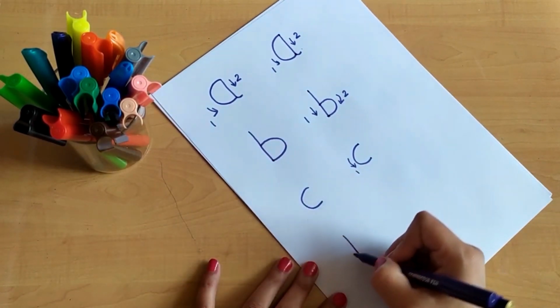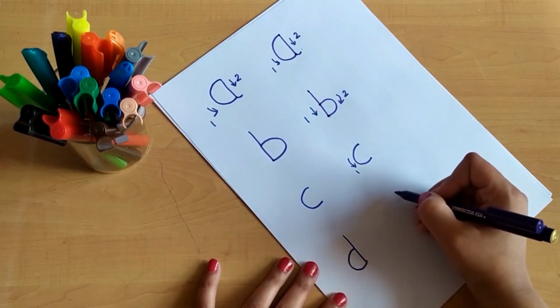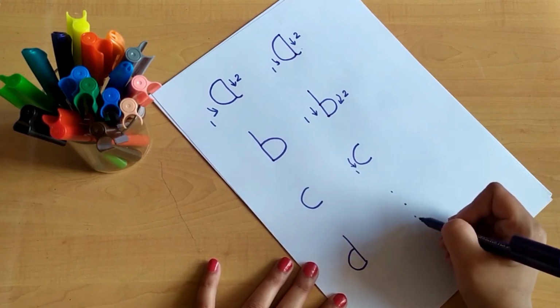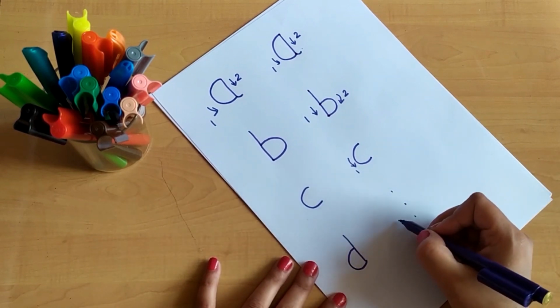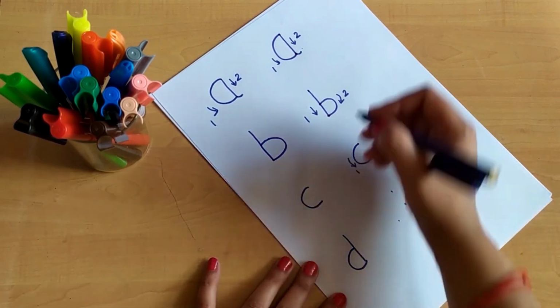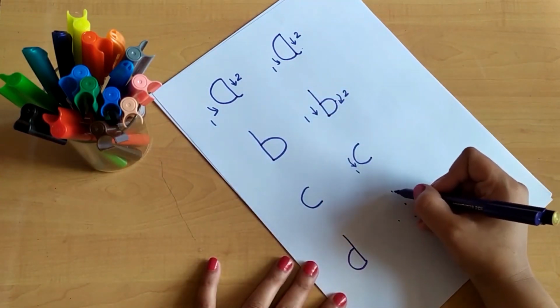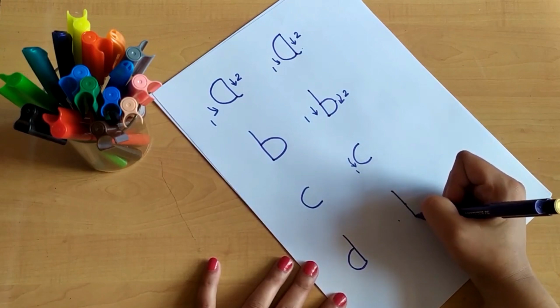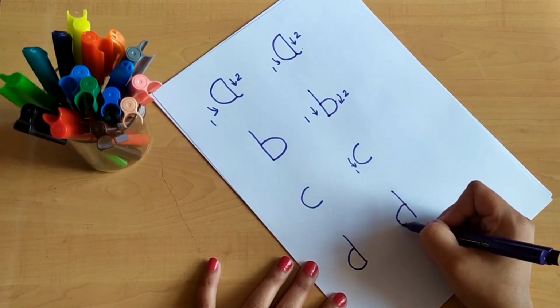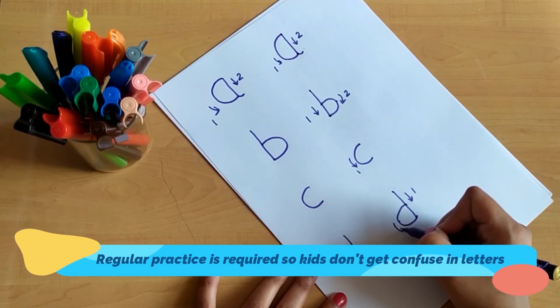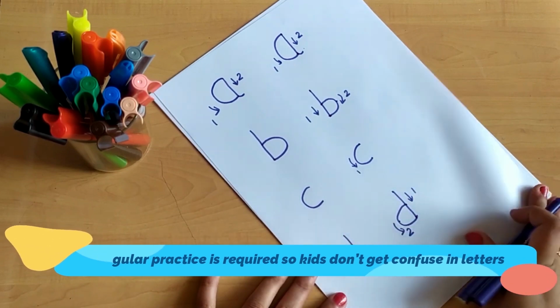Next is D. For D, mark three dots like this and you can mark one dot in the left direction like this. For B, you can mark in the right direction. So this is step 1 and this is step 2. Like this we will form other letters as well.